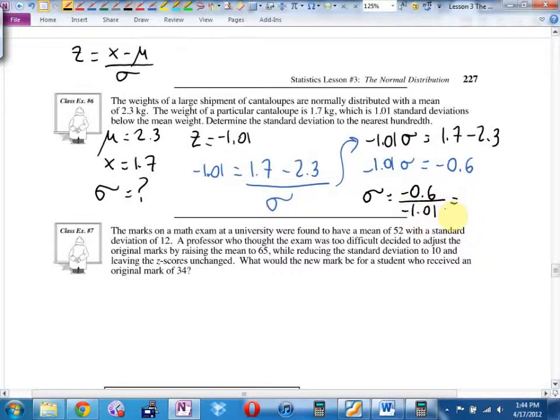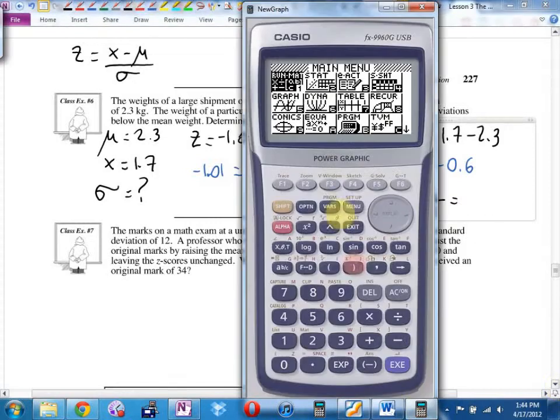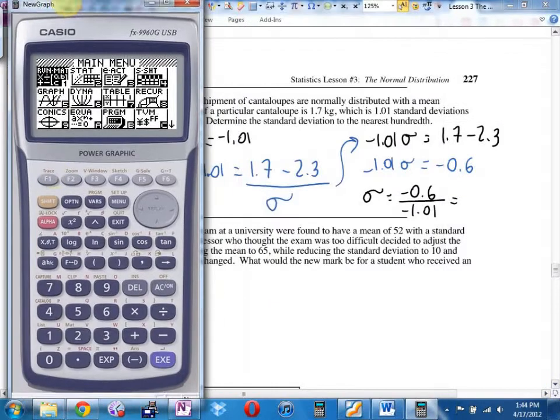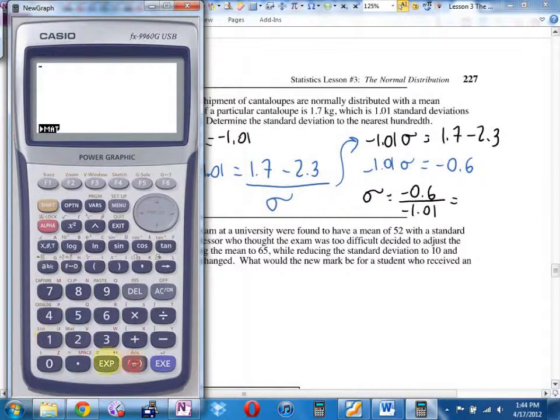What do you get? What's the standard deviation? What's the spread of this particular data? It's going to be positive, first of all. Negative 0.6 divided by negative 1.01, to the nearest hundredth, 0.59.